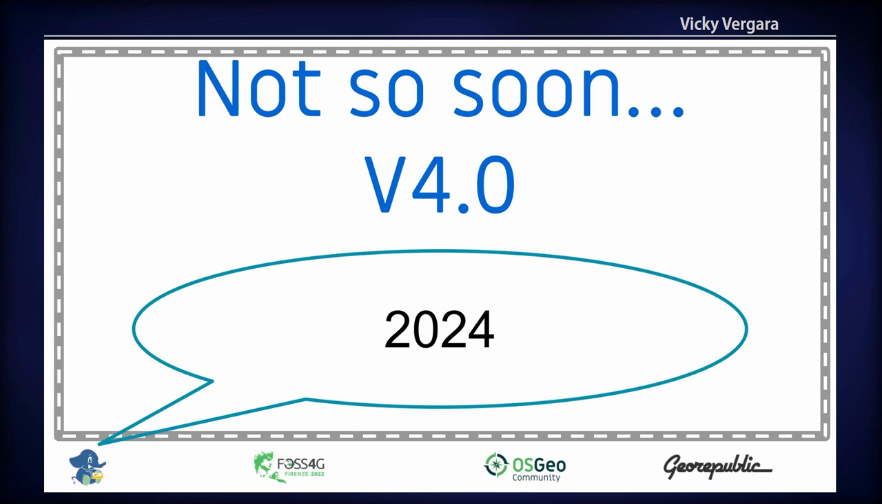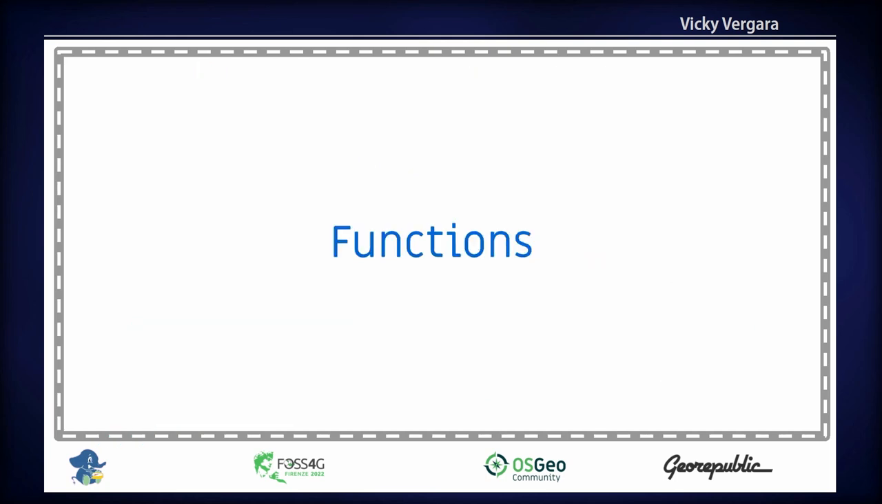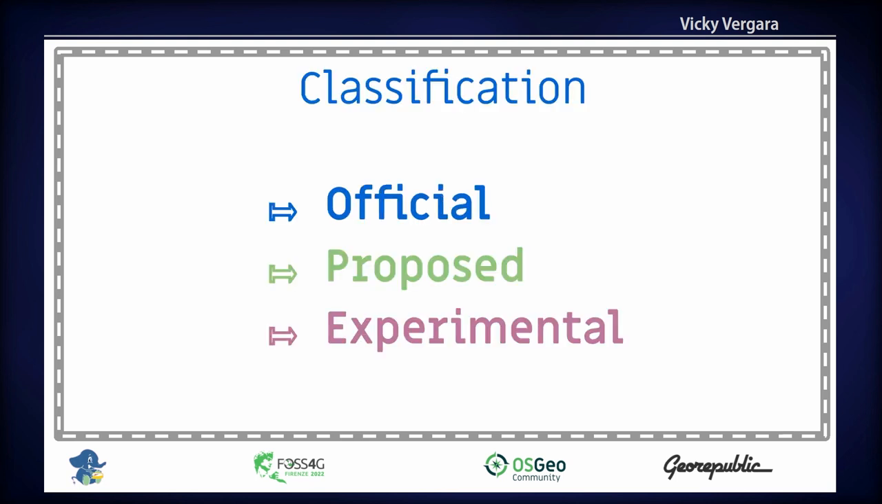Right now, if you're executing a one-to-one function, then you get a certain number of columns with certain names, and one-to-many is a different column set. So we want to standardize that so that moving from one function to another can be easier, and you know that the output is a standard. Not everything, but sets of functions will have the same output set in terms of column names. So let's talk about the functions. We have a classification which is official, proposed, and experimental.